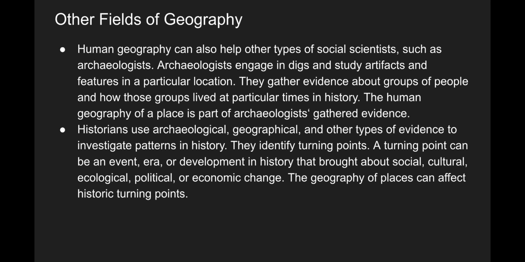Other fields of geography, like human geography, can also help other types of social sciences, such as archaeology. Archaeologists engage in digs and study artifacts and features of a particular location. They gather evidence from people or groups that have lived at particular points in time. Historians use archaeologists, geographers, and other types of evidence to investigate patterns in history and to identify turning points. A turning point can be an event, an era, or a development in history that has brought social, cultural, economic, and political change.